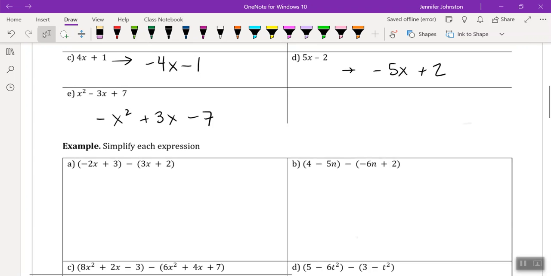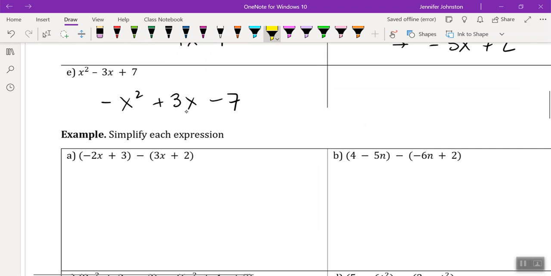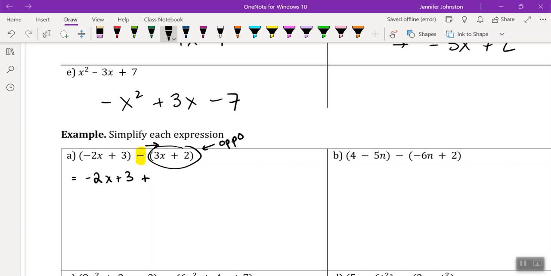All right, so let's look at this first question. Where's our minus sign? We've got to go find it. It's not right here, it's right here. So this is where we're going to add the opposite. We're going to add the opposite to everything that's behind the negative sign. This still stays the same, negative 2x plus 3. But we're going to add the opposite. When we're adding, we drop the brackets, and we add the opposite here. So the opposite here is negative 3x minus 2.